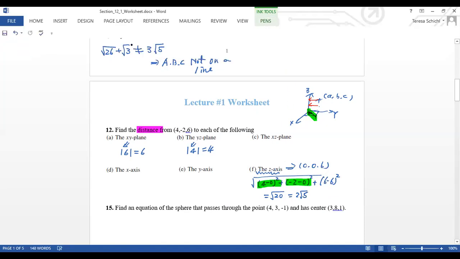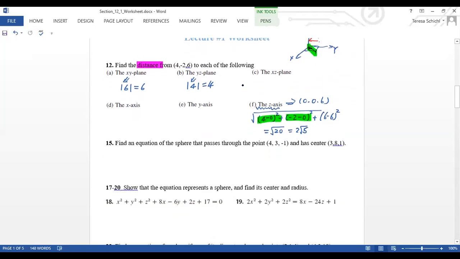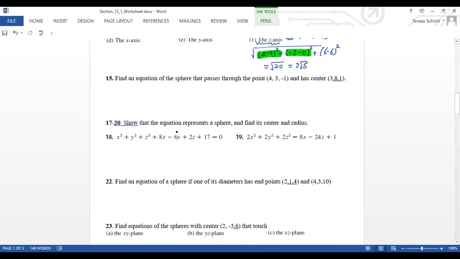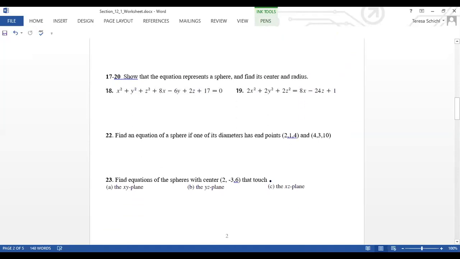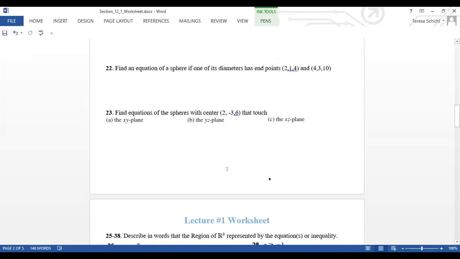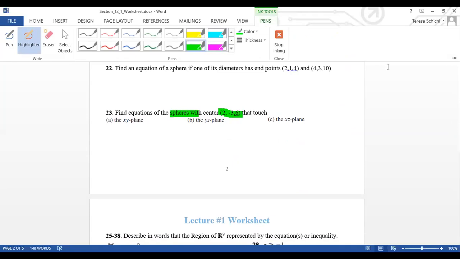Okay, and that's it. And then the number 15, how to find a sphere by completing the square. We did many of that. Okay, so I'm going to do one problem for the number 23 here. This one is also pretty easy. I'm going to find the equation of the sphere with the center. So this sphere with the center touches the XY plane here.